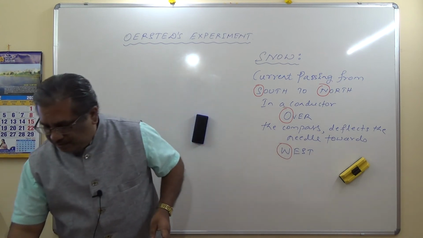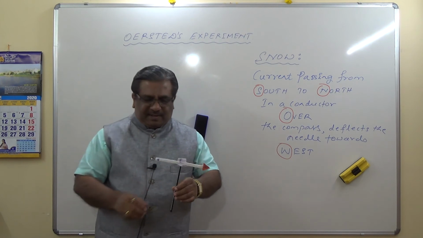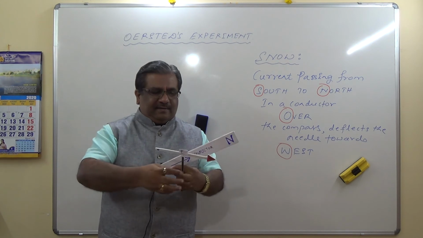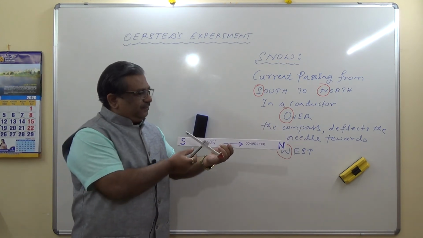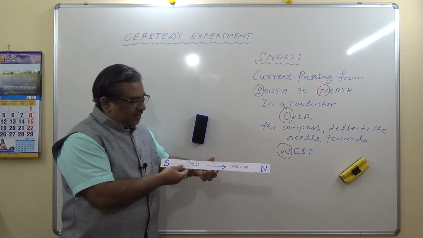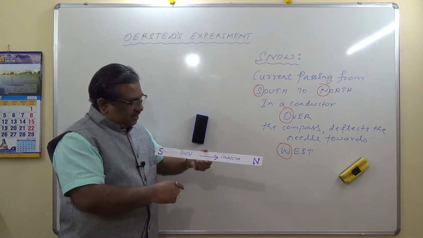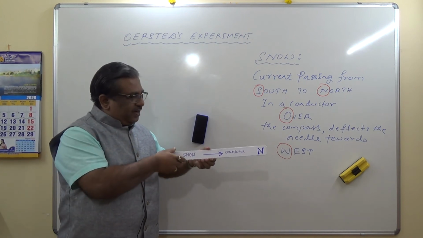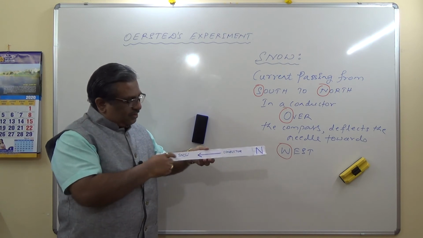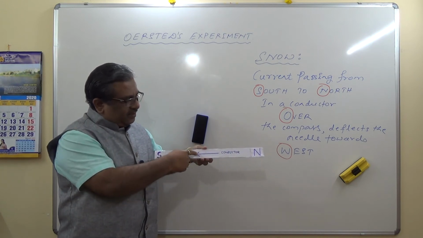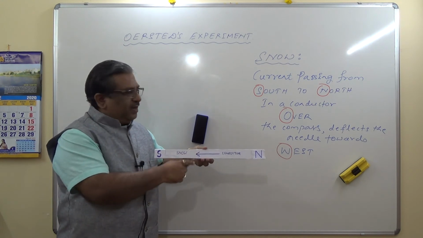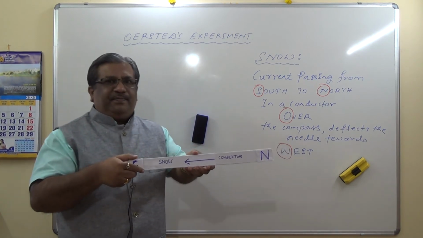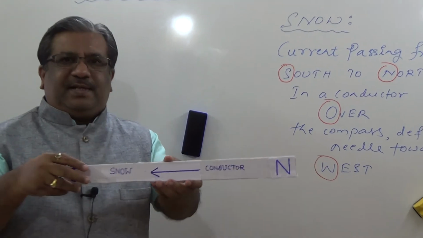So in order to understand, I have made one small thing. Let us assume this is the conductor. South, north, and the direction of this arrow indicates the direction of the current. If I flip this south to north, the direction is indicated by this arrow. If required, I can bring this closer. Now we are able to clearly see this. I hope it is very clear now.